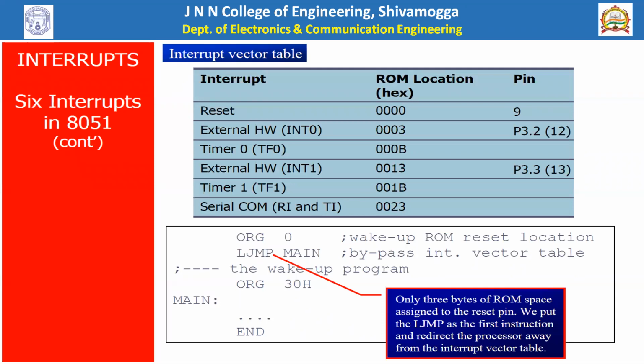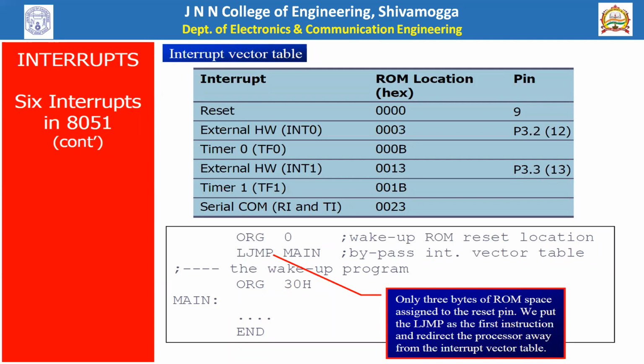You can just see there, origin 0, wake up ROM reset location. ROM reset location is always 0. There you are writing LJMP main, bypass interrupt vector table. As 0 is reserved for interrupt vector table, you have to bypass it. That is why you always write LJMP main.